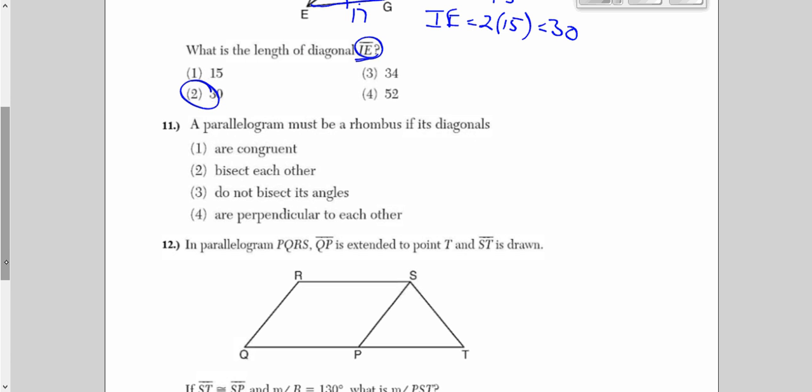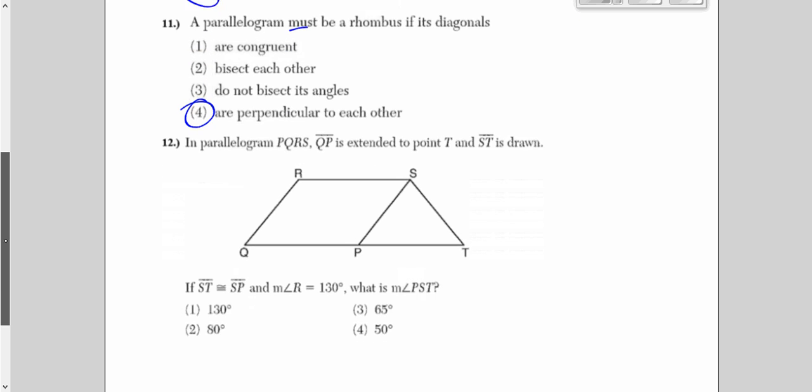A parallelogram must be a rhombus if its diagonals are, or if its diagonals, which one? I see everyone looking at their flow chart. I love it. Last marking period, students just sat and stared at the problem. You guys are looking where you're supposed to. Which one is it? Everybody agrees, 4? Pretty simple, right? Right off the flow chart, right off the properties of a rhombus.